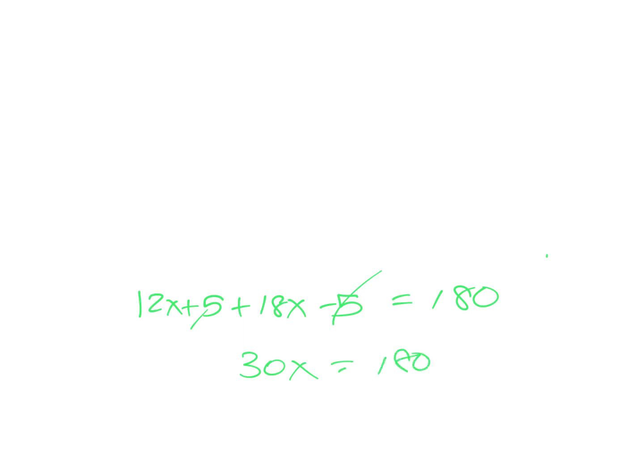So these are consecutive interior. They're on the inside and they are right after another. So what do we know about them? That's right, they add up to 180. So the equation is 12x plus 5 plus 18x minus 5 equals 180. And the 5's bite the dust because 5 minus 5 is 0. And that's 30x equals 180. X equals 6, I believe.